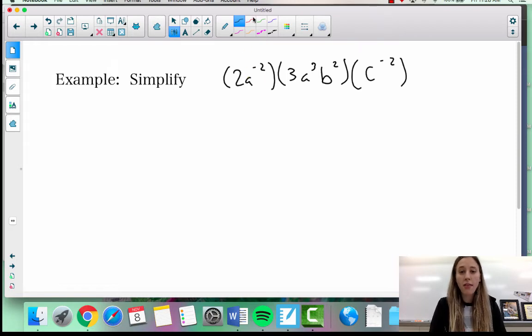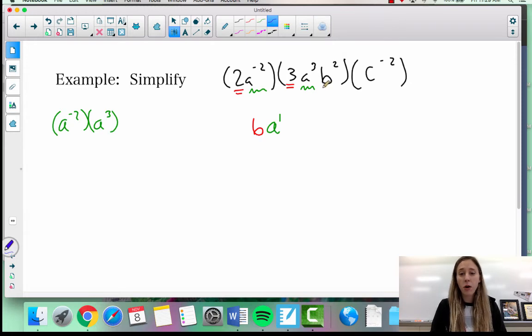So I'm going to multiply things that are like terms. For example, 2 times 3 would get us 6. I'm going to multiply those. Then I can multiply all the a's together. So we have a to the negative 2 times a to the third. So if I multiply those, remember when we multiply, we add the exponents. So negative 2 plus 3 is going to get us a to the positive 1.